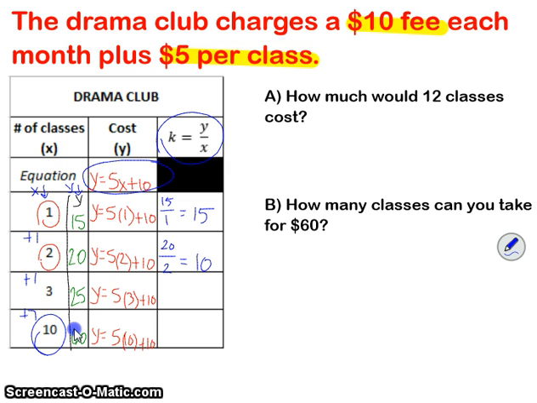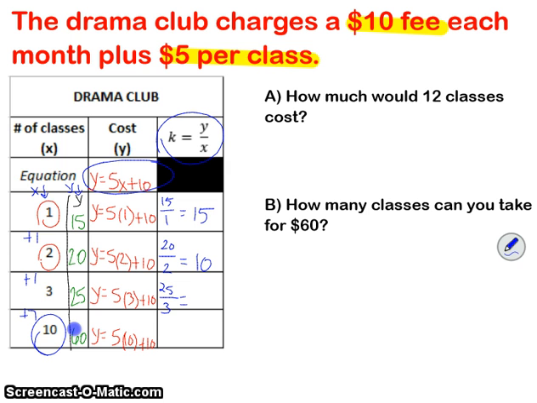If you notice, the first one was 15 and the second was 10. So that tells me right there, because they are different, that this is a non-proportional relationship. But I still have to finish my table. So I have 25, that is my y value, and I'm dividing that by 3.